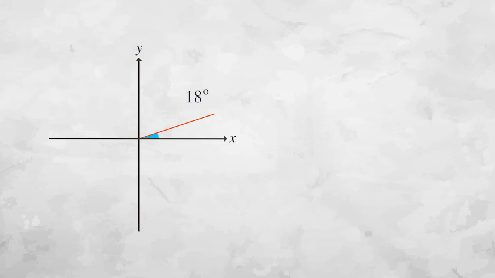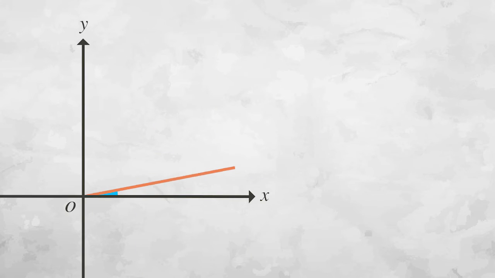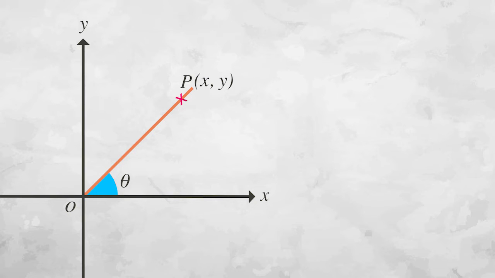In this video, we will learn how to define the trigonometric ratios of angles between 0 and 360 degrees using the coordinate plane. Let's look at the coordinate plane. We have here an acute angle theta between this line and the positive x-axis. We can select any point on this line and call it point P. Let's recall how we define the sine and cosine of acute angles using the coordinate plane.